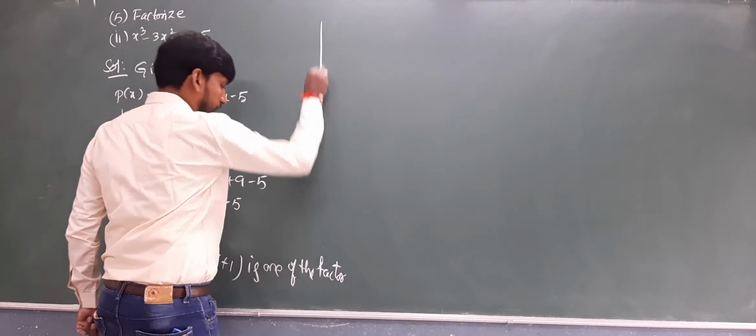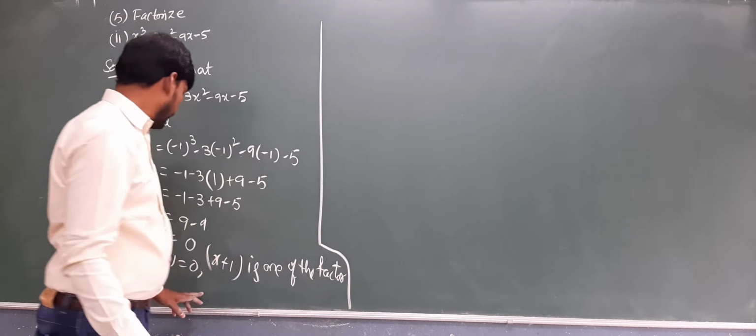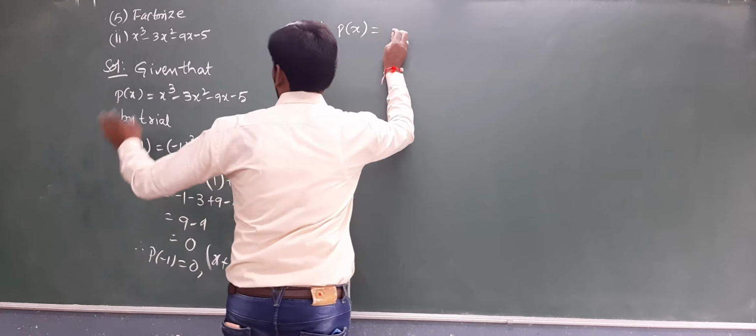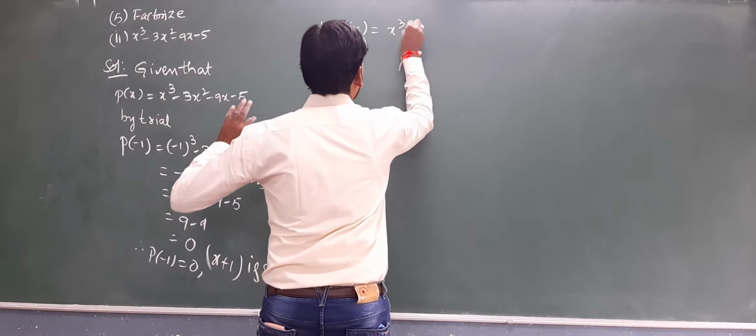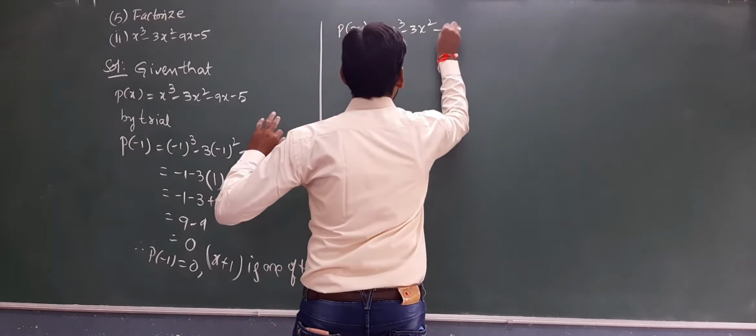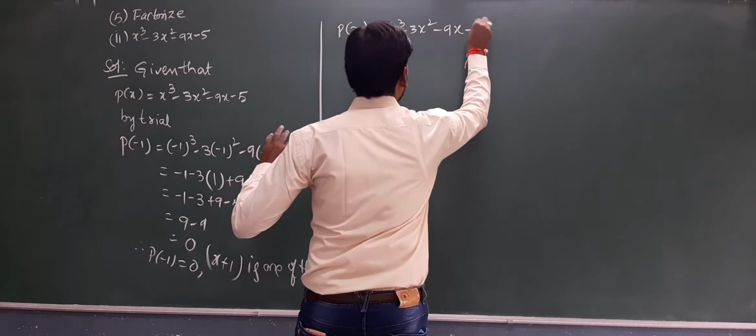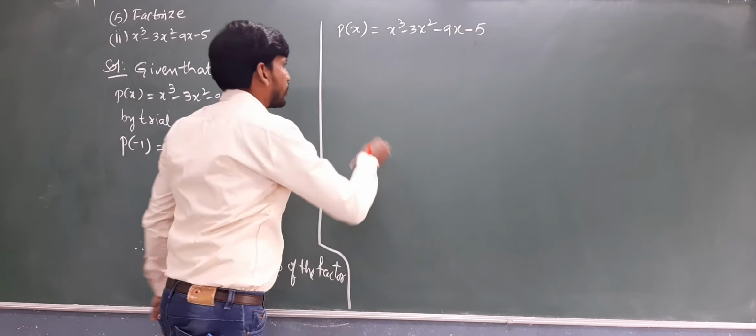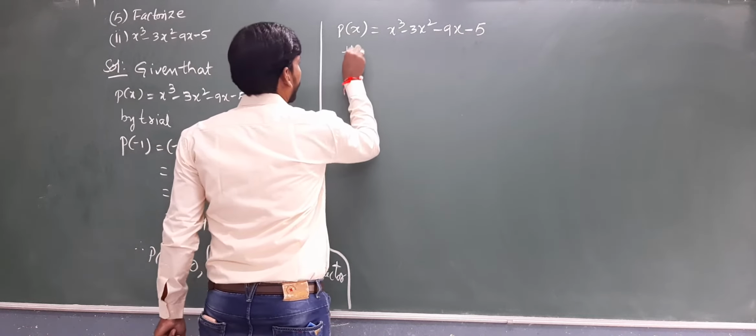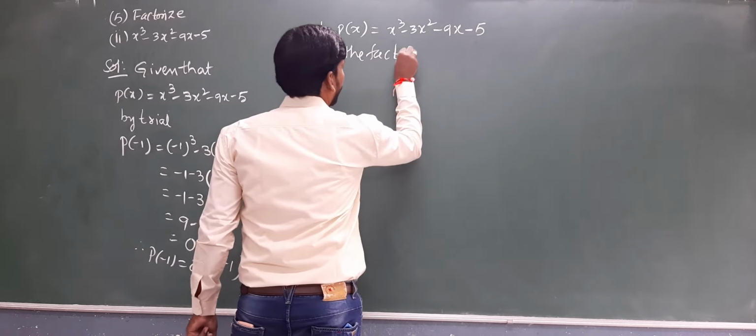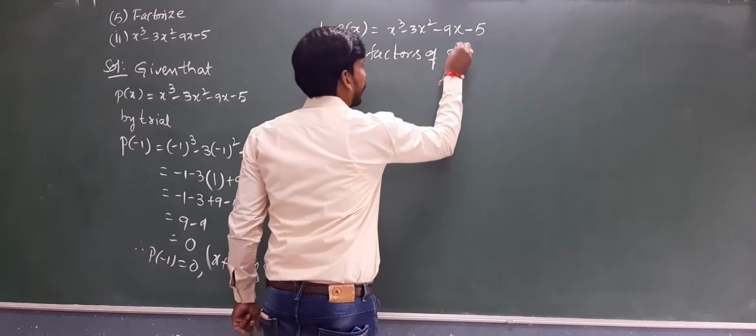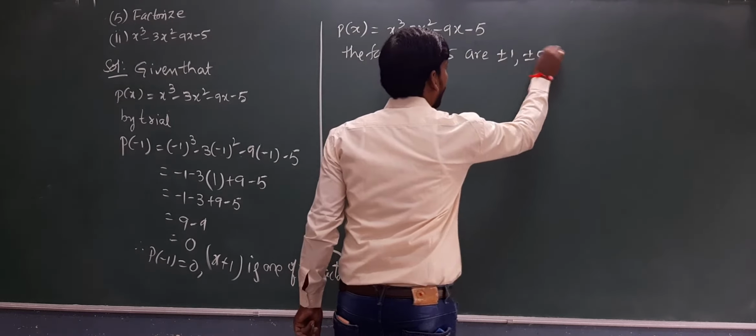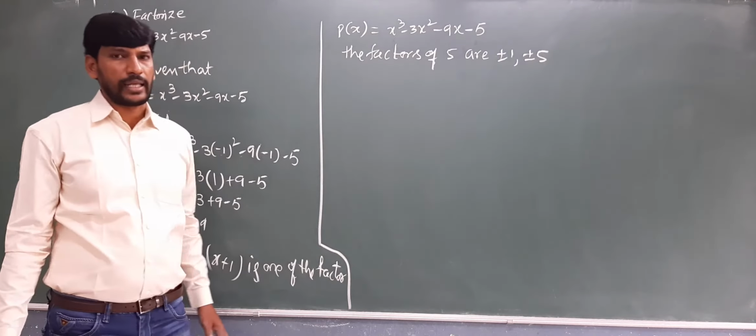Now, as we have p of x equal to the given polynomial, I am going to write it once again: x cube minus 3x square minus 9x minus 5. This is the given polynomial. What are the factors of 5? The possibilities of the factors of 5 are plus or minus 1, plus or minus 5, because 5 is a prime number. These are the only possibilities.